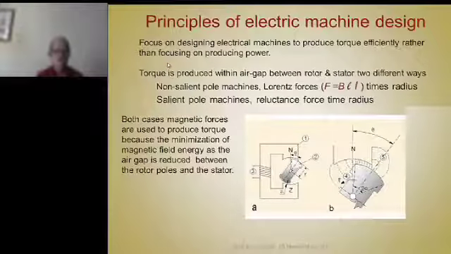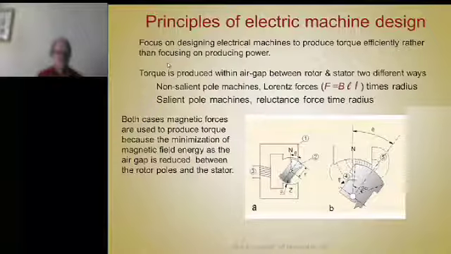So the principles of producing torque we've talked about several different ways, but it's quite different for the salient pole machine versus the non-salient pole machine.